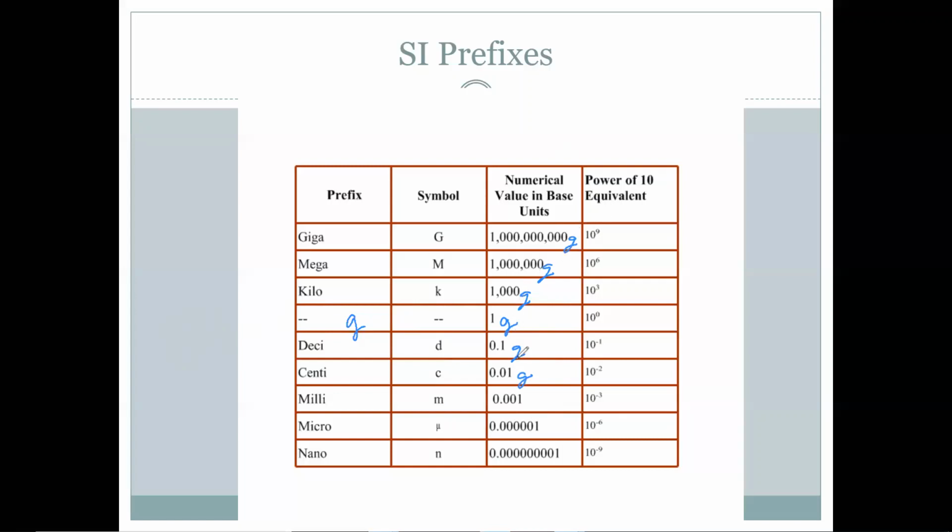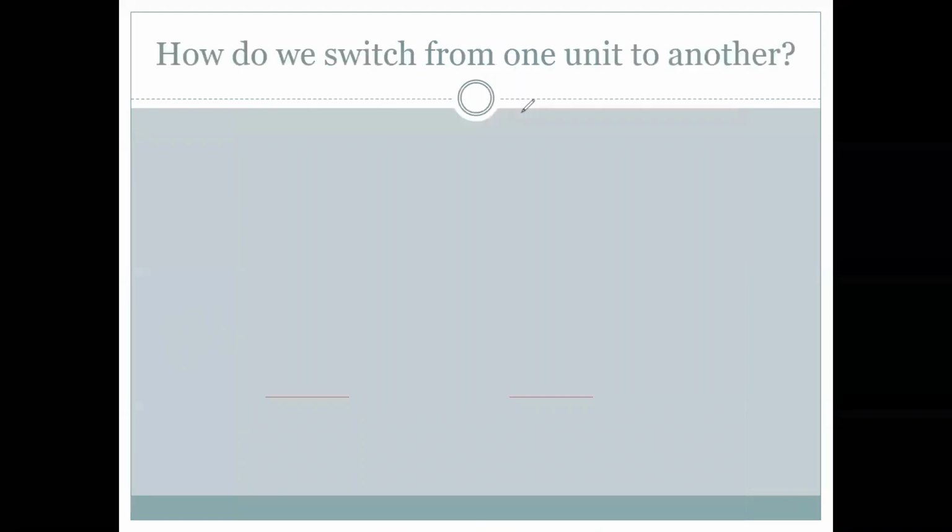So those numbers are going to let you do conversions later. And this here, this is the power of 10 equivalent to this number. So really these two columns are the same thing. It just allows you to write it easily in scientific notation. Okay, so let's move on.